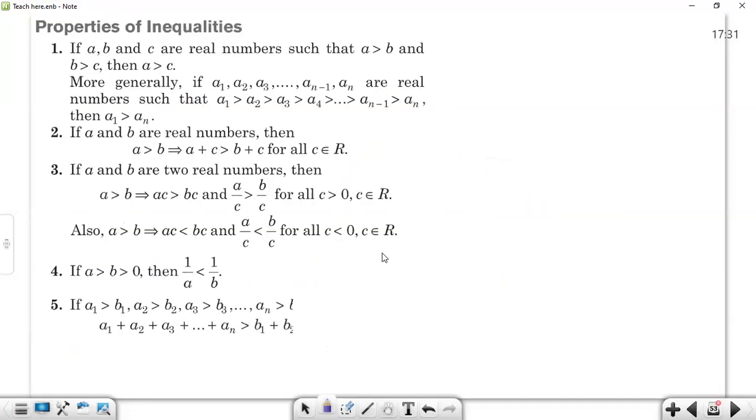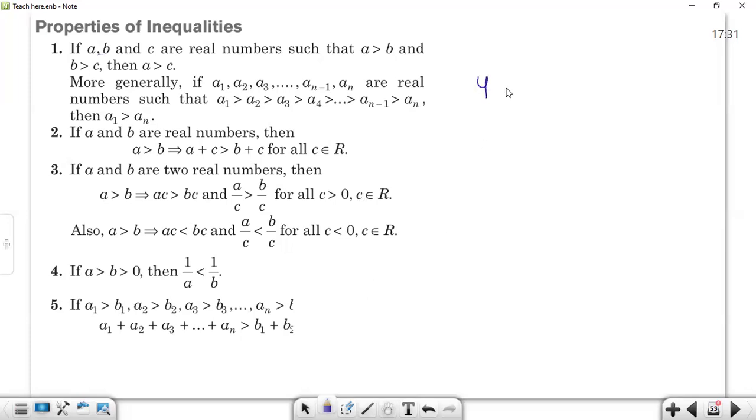Properties of inequality. If A, B, and C are real numbers such that A is greater than B and B is greater than C, then A will be greater than C. So let's take one example. If we write 1 is greater than 2, no, that's false. Like 1 is less than 2. Let's take the example in this sequence only.